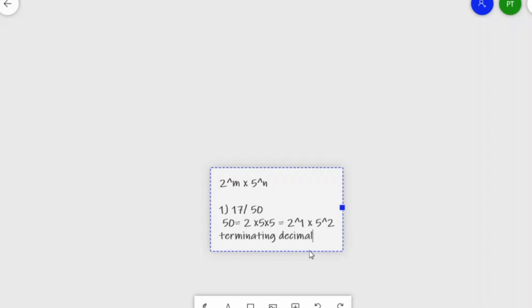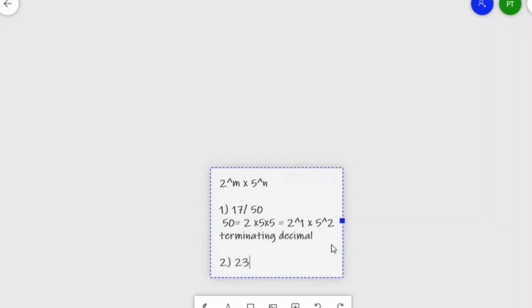As I explained to you earlier, if a rational number can be expressed in this form, then it is a terminating decimal. But if it can't be expressed in this form, then it is a non-terminating decimal. So keep that in mind. This is an example of a terminating decimal. Now I'll give you an example of a non-terminating decimal.